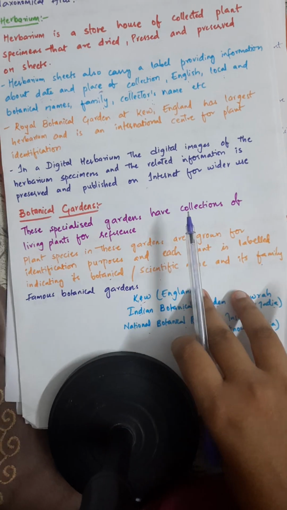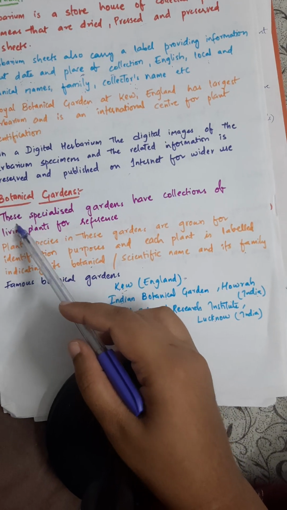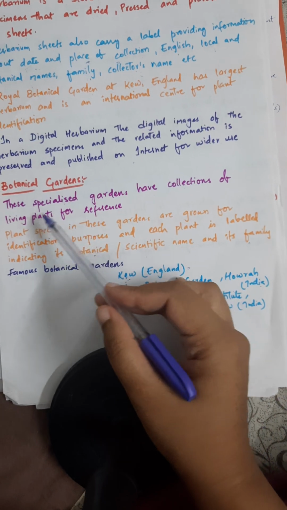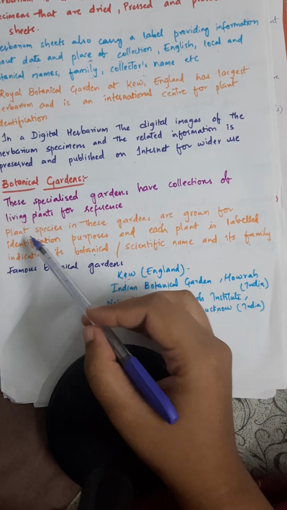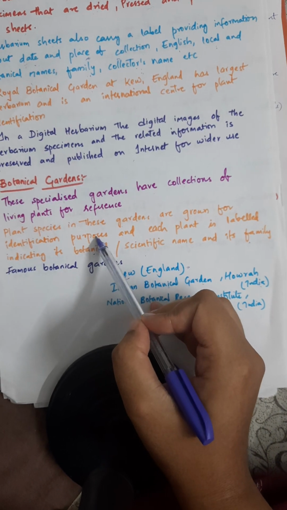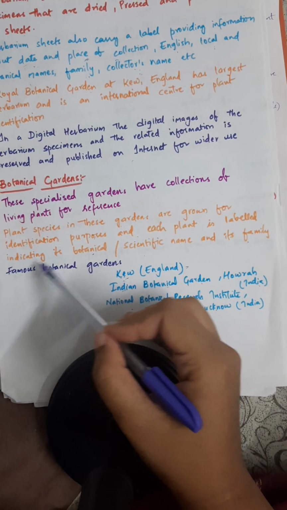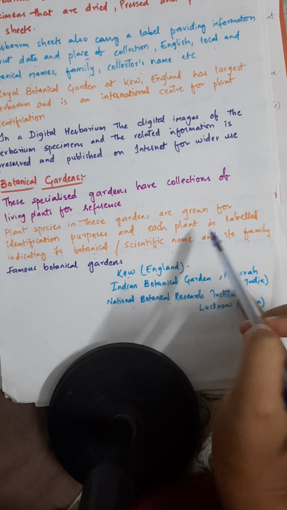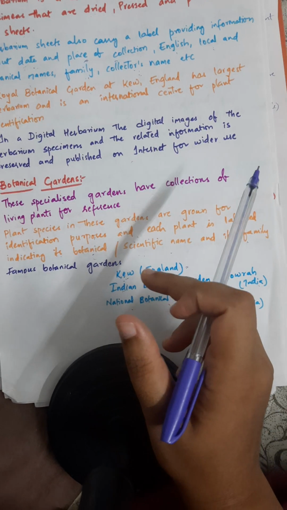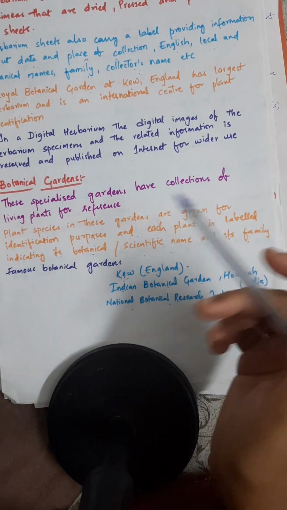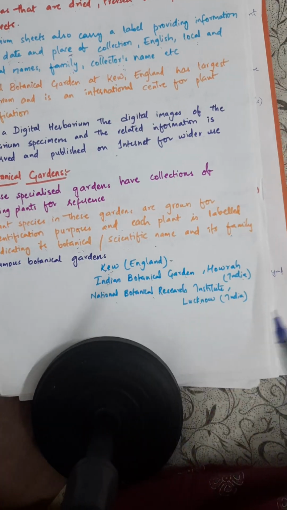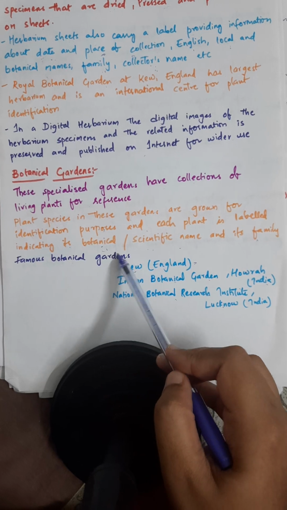Then coming to the botanical garden, what is a botanical garden? These are specialized gardens which have a collection of living plants for reference. Plant species in these gardens are grown for identification purposes, and each plant is labeled indicating its botanical or scientific name and its family. So the plants are grown for identification purposes, and the label contains information about its scientific name and its family.